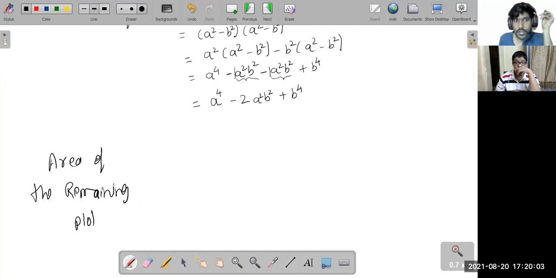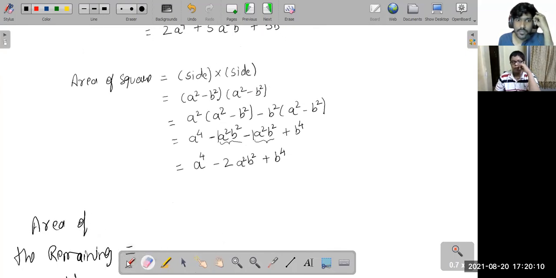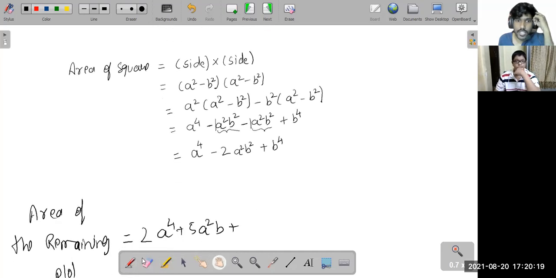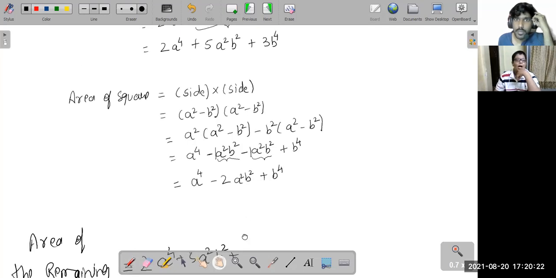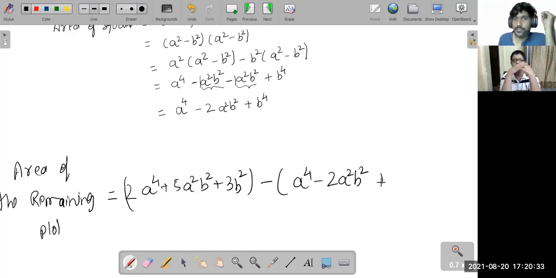Area of the remaining plot is equal to area of the rectangle minus area of the square. So let's copy that down. Area of the rectangle is 2a raised to 4 plus 5a square b square plus 3b raised to 4. Area of the square is a raised to 4 minus 2a square b square plus b raised to 4. Clear?